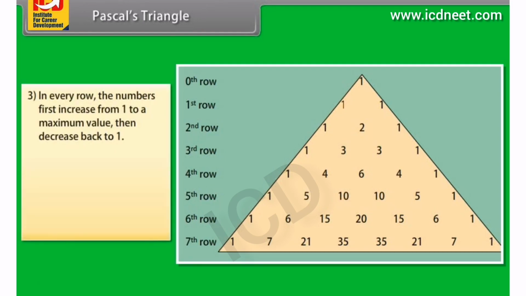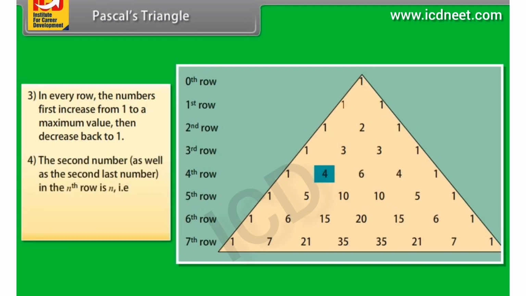In every row, the numbers first increase from 1 to a maximum value, then decrease back to 1. The second number as well as the second last number in the nth row is n, that is, nC1 is equal to nC(n - 1) is equal to n.